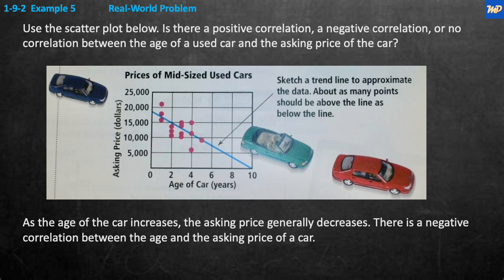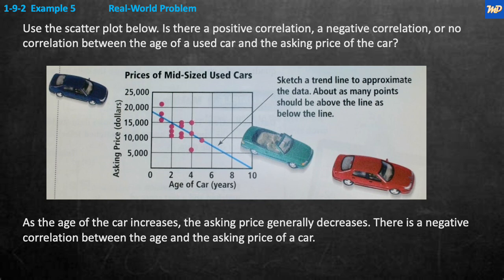Okay, example 5, it's a real world problem. So use the scatter plot below. You see the scatter plot and the line too. Is there a positive correlation, a negative correlation, or no correlation between the age of a used car and the asking price of the car?